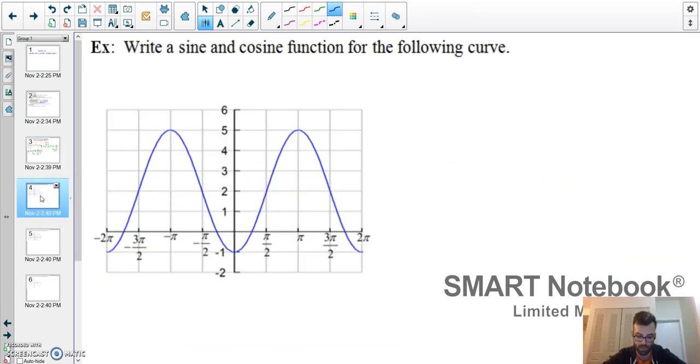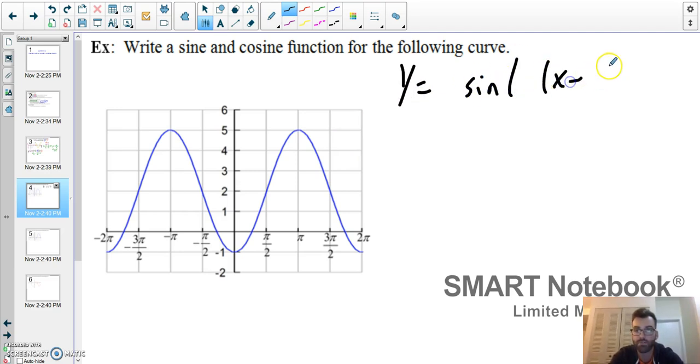We're going to write a sine and cosine function for the following curve. So I'm going to start with sine again. y equals blank sine of blank x minus blank plus something.